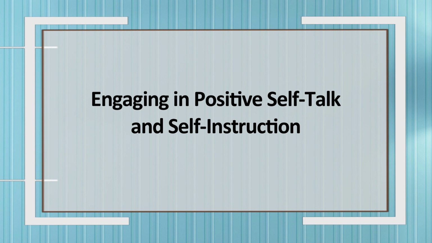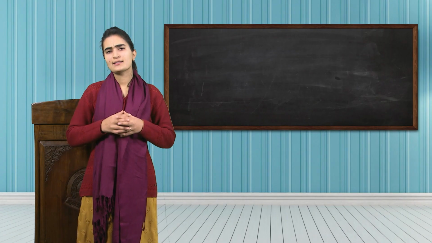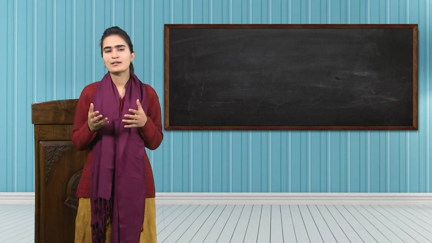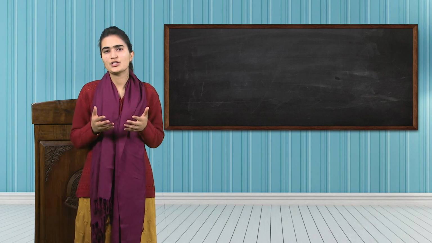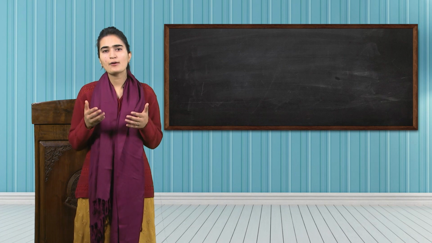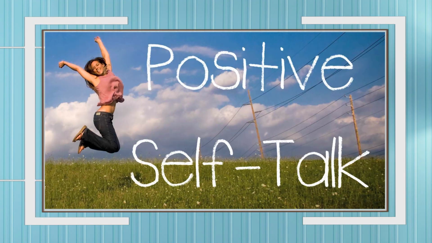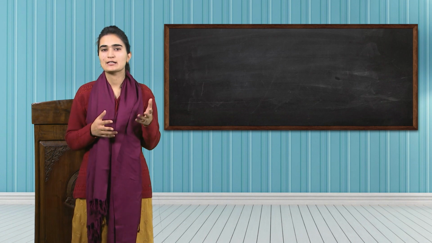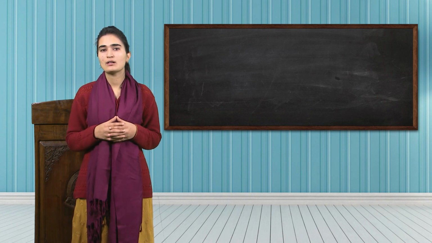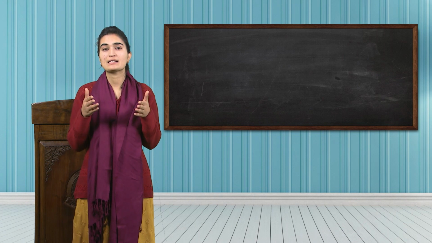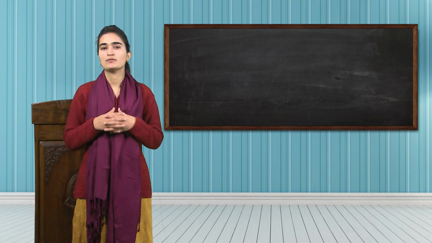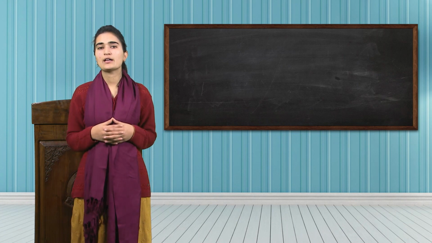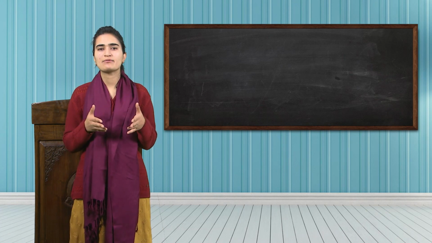Engaging in positive self-talk and self-instruction. Once students have set some realistic goals and identified some target behaviors for reaching their goals, they learn how to engage in self-instruction and positive self-talk, two skills that can help in achieving these goals. Self-instruction involves reminding oneself of specific steps that are required to achieve the goal. Positive self-talk involves providing the self with specific encouragement.